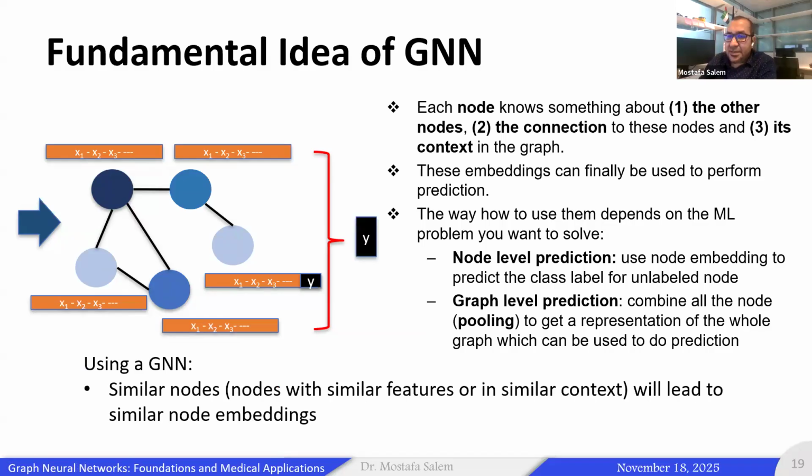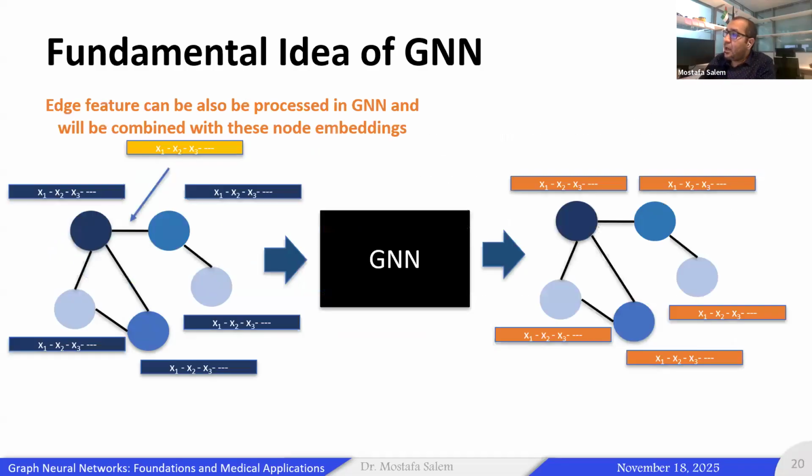So using GNN, similar nodes with similar features or in similar context will lead to similar node embeddings. And similar graphs will lead to similar graph embeddings. That's why the classifier will be able to differentiate between nodes and differentiate between entire graphs. Also, I can learn the edge embeddings, not just the node embeddings. I can also learn the edge embeddings for the edge connecting two nodes in my graph.